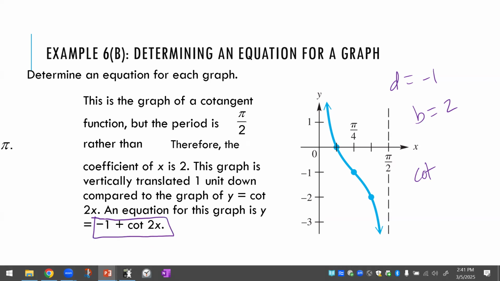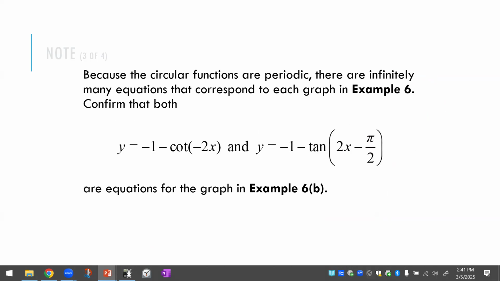It looks wrong. That throws me off. Why can't it just be cotangent 2x? Because they don't use the parentheses. If it bothers you, you've got to use the parentheses and move it. But without parentheses, your D has to be in the front. That doesn't bother you at this point. Yeah.